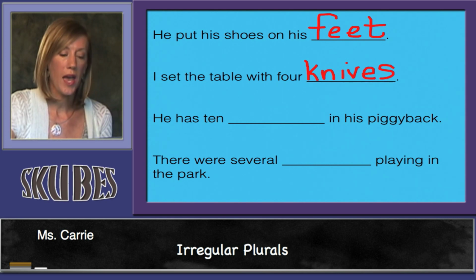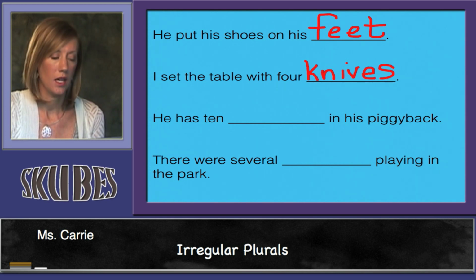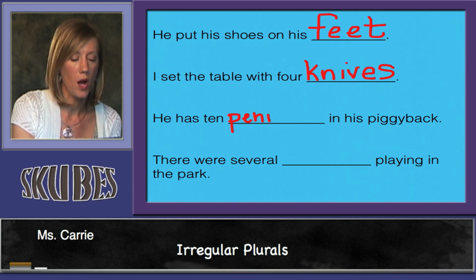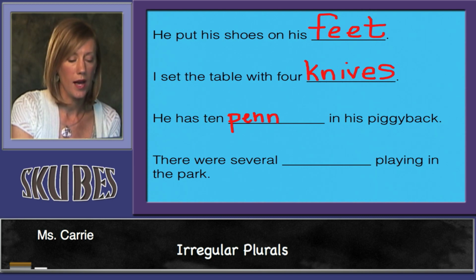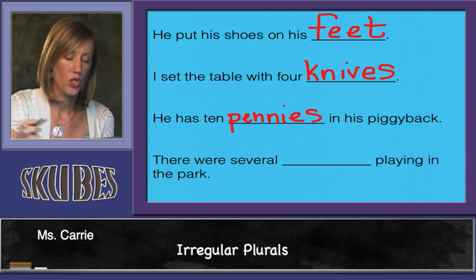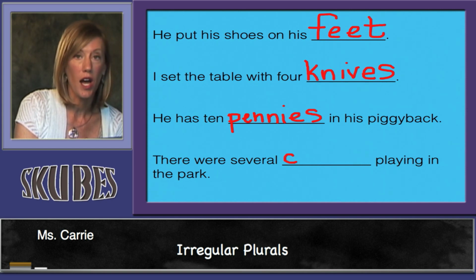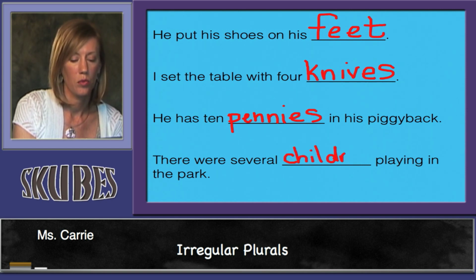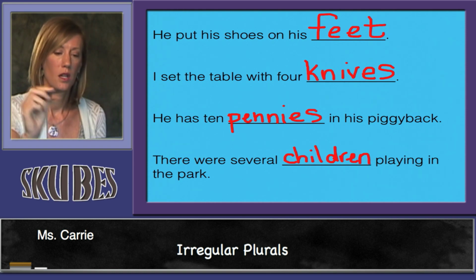He has 10 blank in his piggy bank. Now it sounds the same, but you wouldn't keep the Y. Remember, you're going to drop the Y, and whenever you drop the Y, you're going to change it to IES. He has 10 pennies in his piggy bank. There were several children, not childs, there were several children playing in the park.